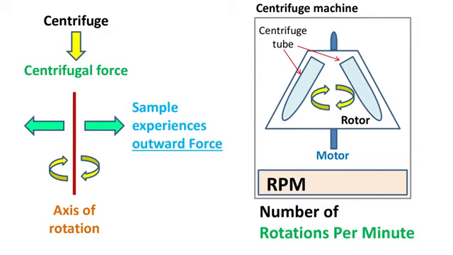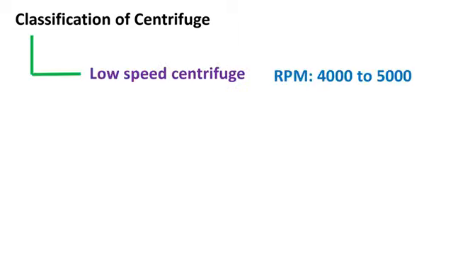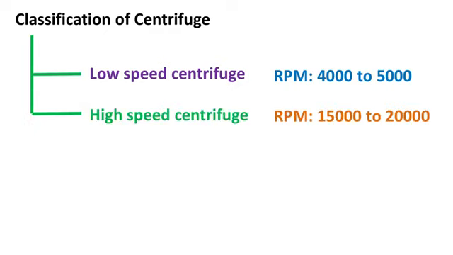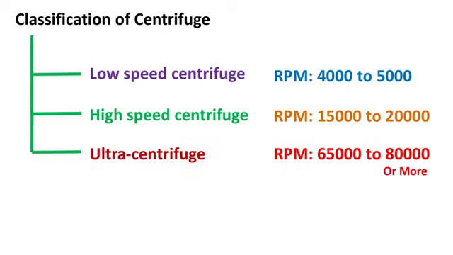Depending on the RPM, centrifuges can be classified into several types. Low-speed centrifuges are the ones that operate at 4000 to 5000 RPM. High-speed centrifuges can operate at a maximum of 15,000 to 20,000 RPM and are commonly used in most of the labs involved in research. On the other hand, ultracentrifuges can operate at a maximum of 65,000 to 80,000 RPM or even more.